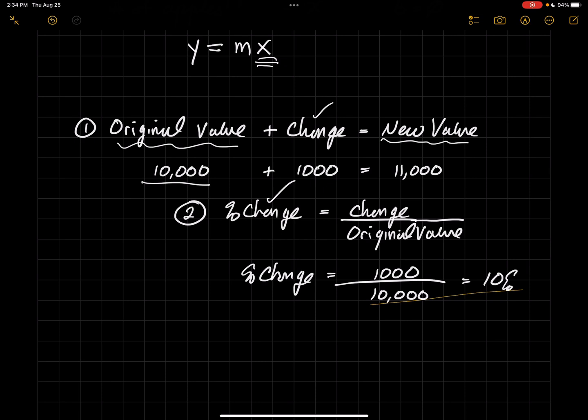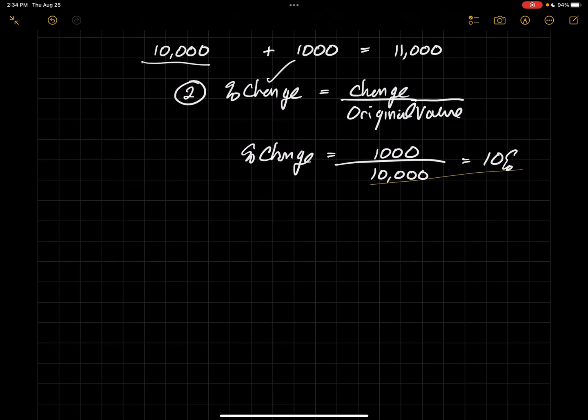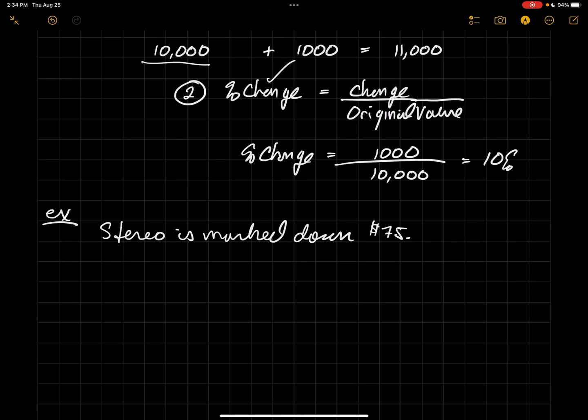Okay, well, let's use this in an example, okay? So let's suppose that we have a stereo, and this stereo is marked down, so it's on sale, $75. Okay, so we're being told what the change is, right? We're being told that the stereo is marked down by a certain amount of money, and so that certain amount of money, that $75, is the change in the price of the stereo.